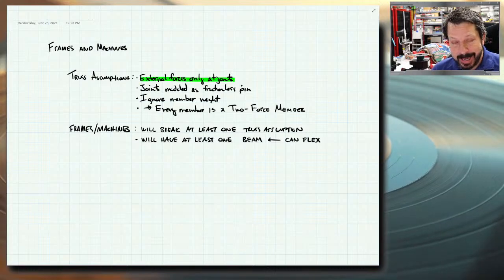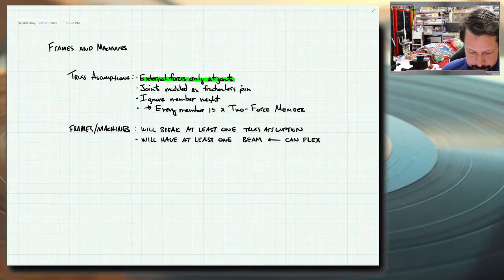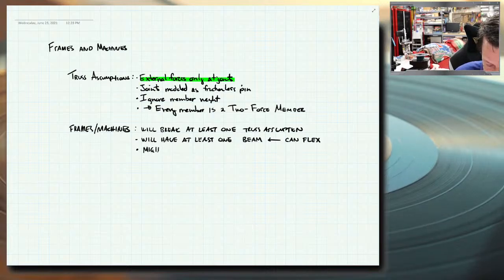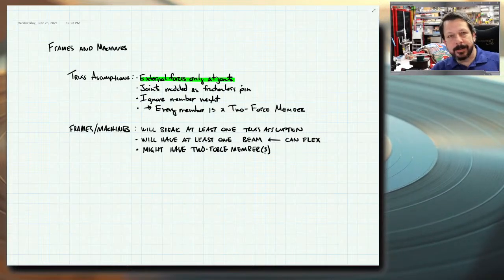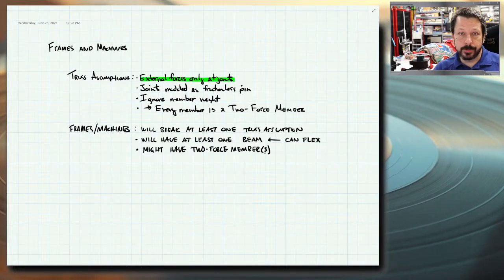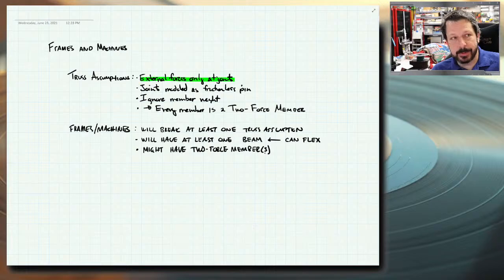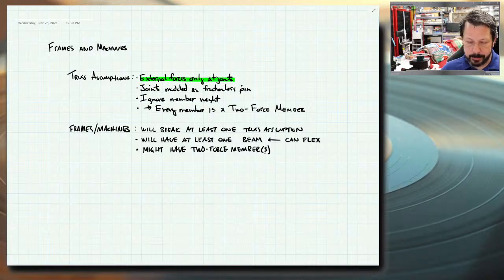Not every piece of a frame and machine has to be a beam, but at least one piece does. A frame and machine might have two-force members, but it's not guaranteed. They could all be beams, but it could be that one or two or a whole bunch of the pieces of a frame or machine actually are two-force members. And in fact, finding those two-force members is sort of similar to finding a zero-force member in a truss, where finding that usually makes the solution process simpler. Finding a two-force member in a frame or machine usually makes the solution process simpler. Sometimes it makes it possible. Sometimes if you don't find the two-force members, then you can't even solve the thing. There are too many unknowns.